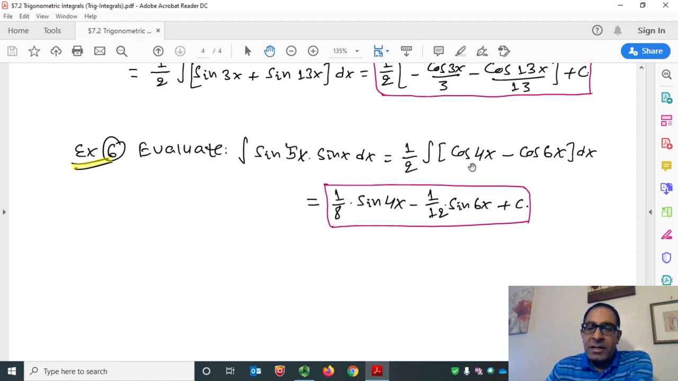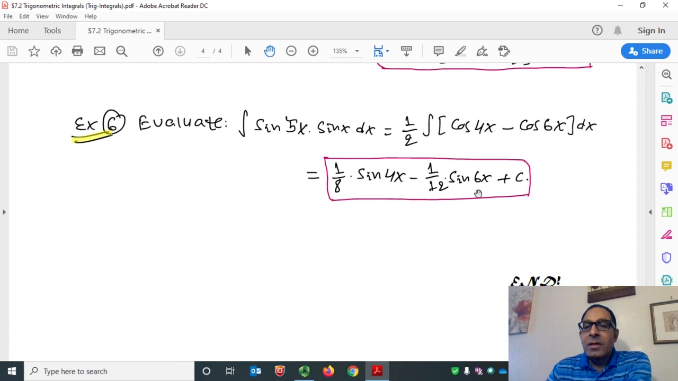Then the 1/2, or maybe I integrate and then multiply through. So let's integrate first. The integration of cosine 4x becomes sine 4x over 4. 4 times 2 is 8. Great. Minus, as it is, again this 1/2 is for both. So the integral of cosine 6x is sine 6x over 6. 6 times this 2 is 12, plus c. So our final answer is 1/8 sine 4x minus 1/12 sine 6x plus c.